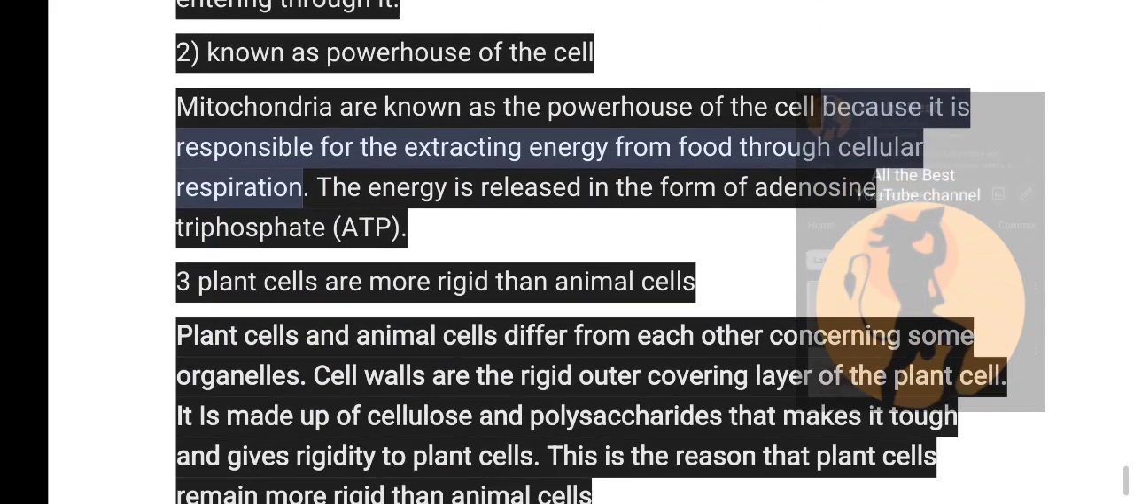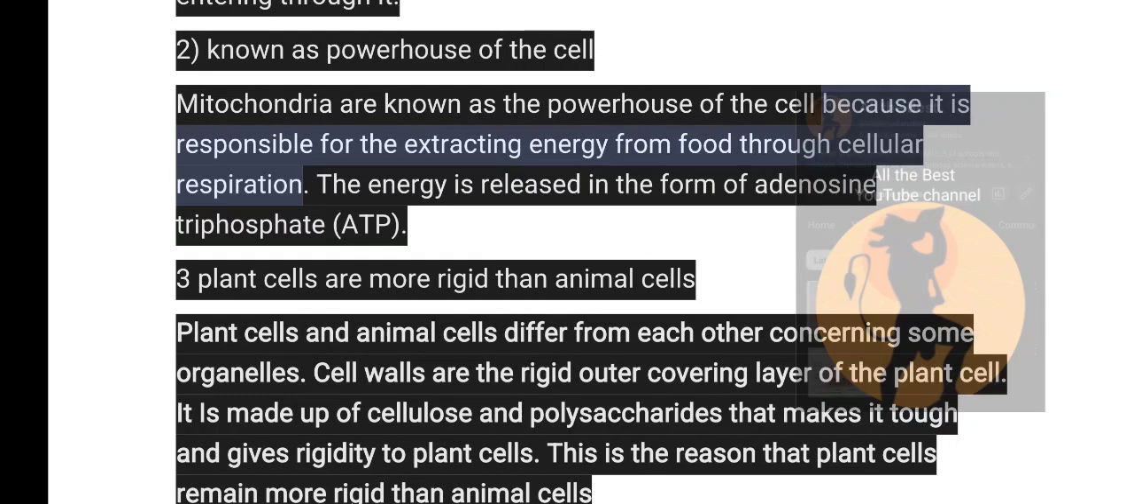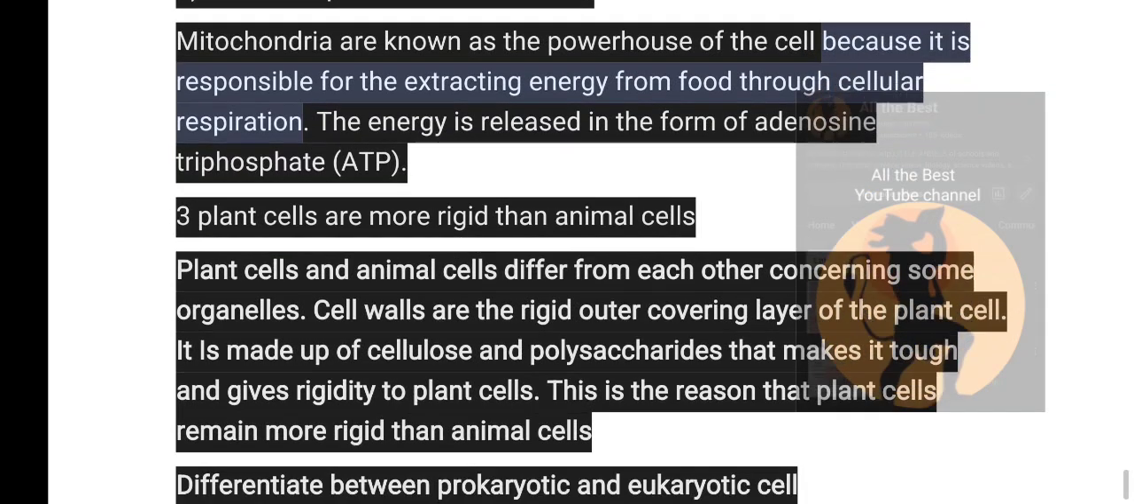So next, mitochondria is known as the powerhouse of the cell. Why? See, mitochondria are known as the powerhouse of the cell because they are responsible for extracting energy from the food through cellular respiration. See, the energy is released in the form of adenosine triphosphate, ATP.